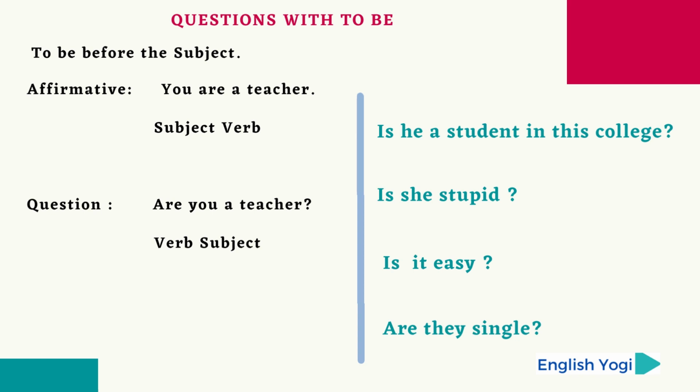Verb and then the subject. Some examples we can study: is he a student in this college? So this is a question with the to be form. Is she stupid? This is also the second example. Is it easy? Are they single? So all these examples are in question form with to be. And what is the structure? The structure is, at first we will use the verb, meaning the to be form according to the sentence, according to the tense, and then later on we will use the subject in the sentence.